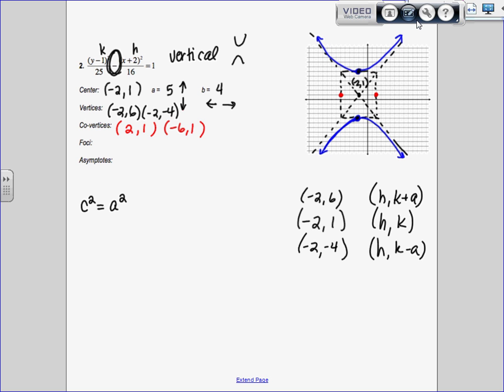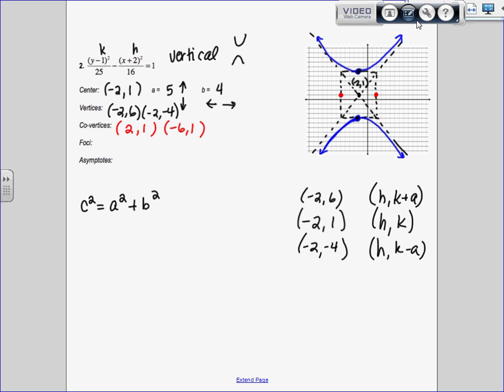Yes? How do you know which are the vertices? The vertices are actually on the graph. Like, if I have a graph like this, this is a vertex, this is a vertex. The covertices are just these invisible ones over here that help us draw the box. So if it was a horizontal one, the vertices would be here, and then the covertices would be up and down.